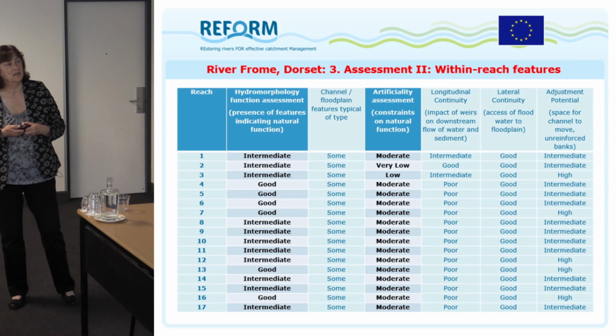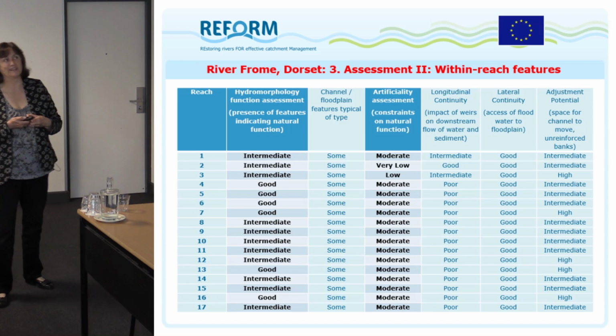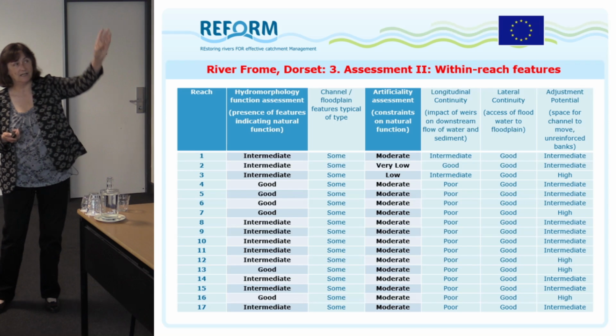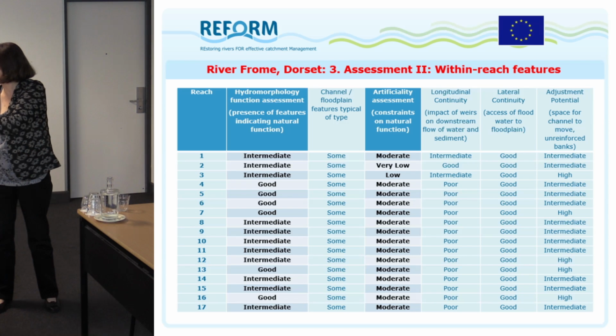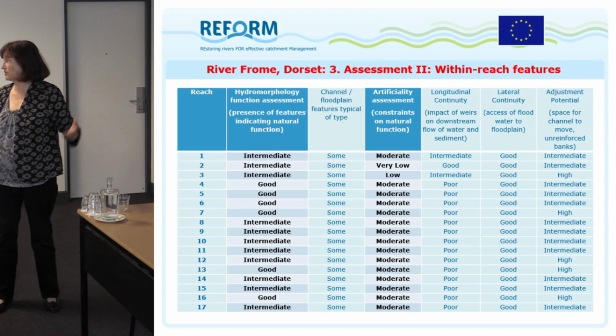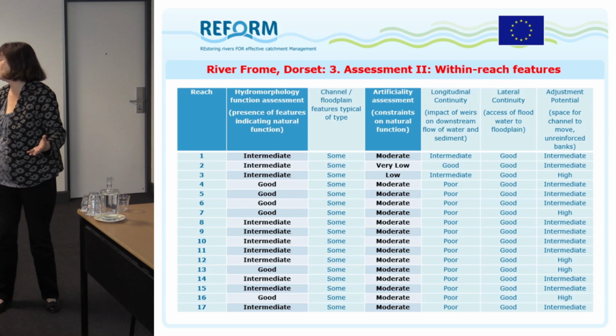Artificiality assessment is again middling, it's moderate. And the reason for that is there's a lot of interruption of longitudinal continuity due to these structures in the channel. But there's no interruption to lateral continuity. If the river wants to flood, it can.